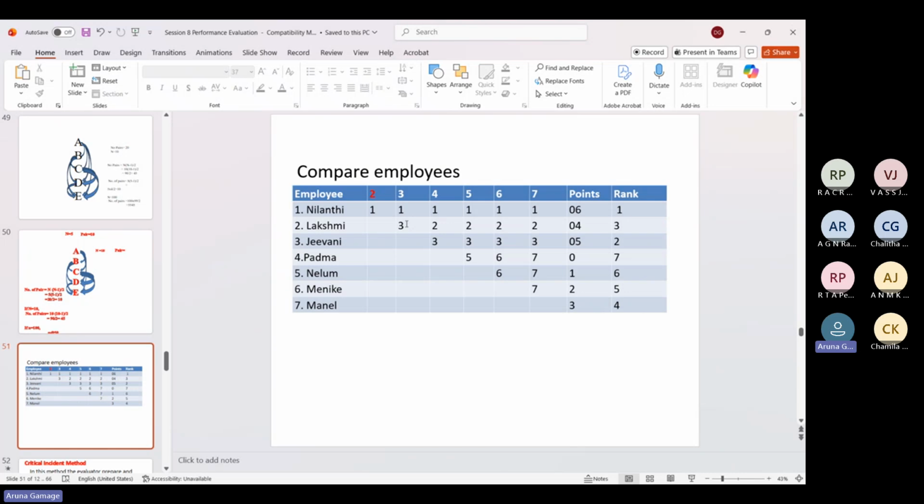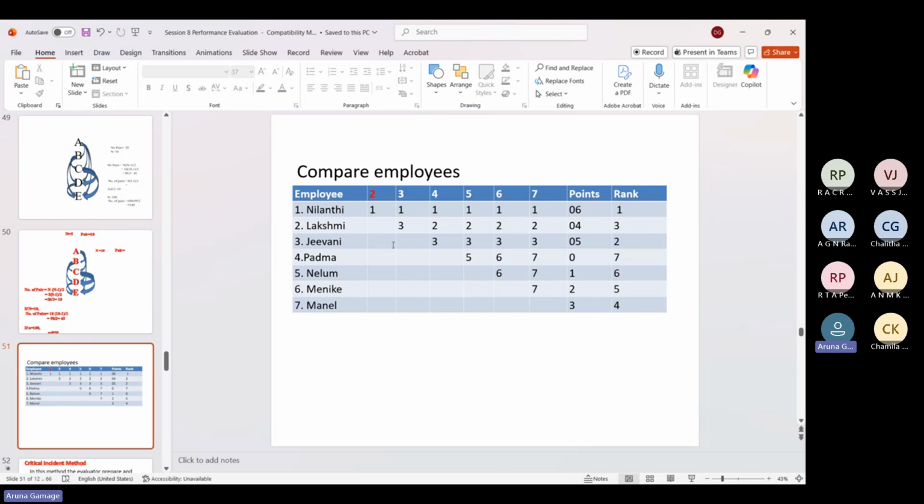Best one is third, that means Jeevani. We write her label. Lakshmi is compared with Padma, who is the best? Lakshmi is best. Lakshmi is compared with Nelum, who is the best? Lakshmi is best. Lakshmi is compared with Manike, who is the best? Lakshmi is best. Lakshmi is compared with Manel, who is the best? Lakshmi is best. Her label goes in there.